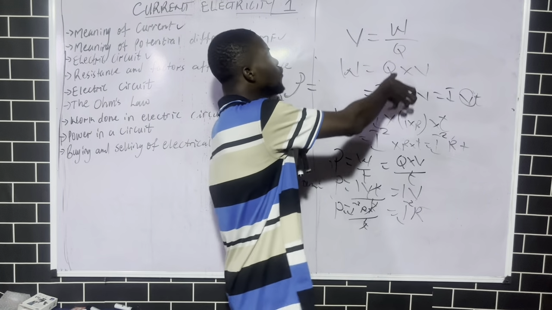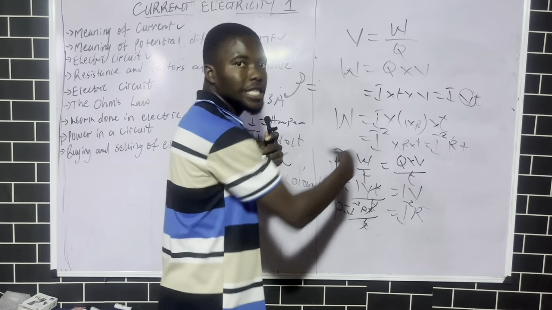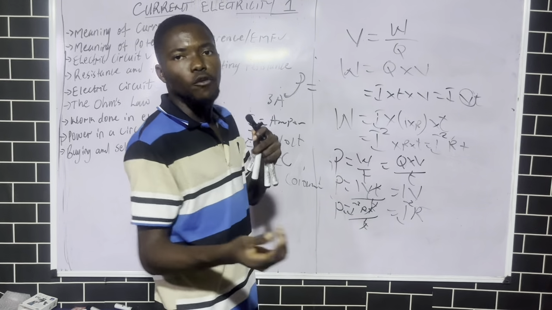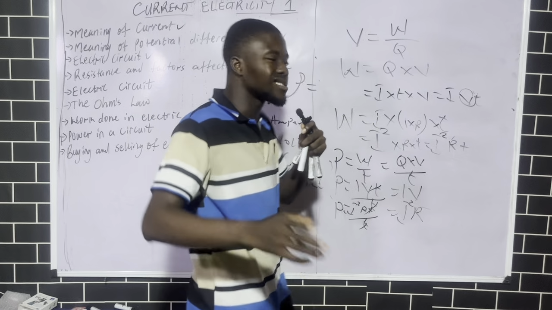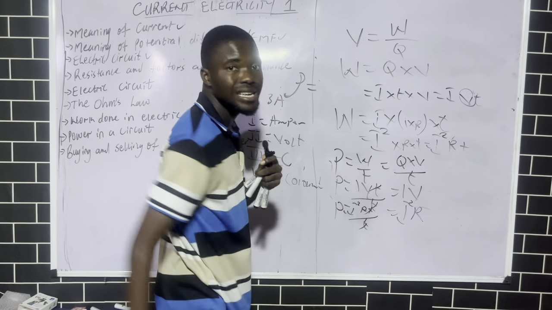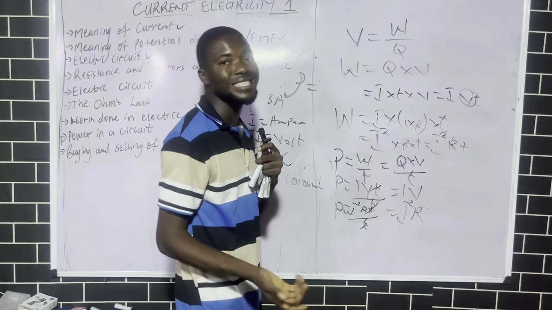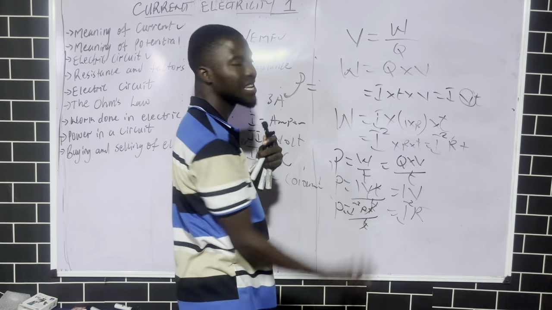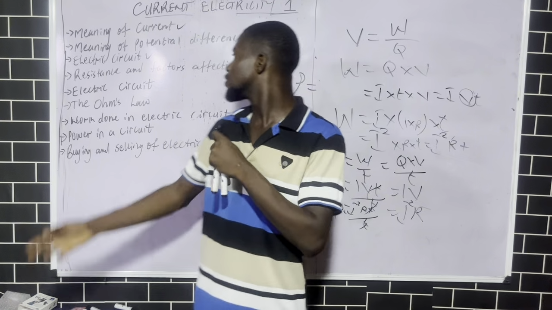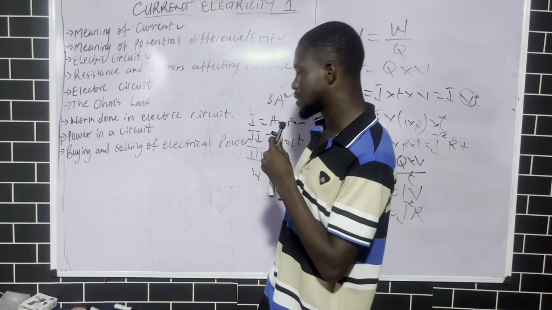So that's it. If you know the formula for work done in an electric circuit, all you have to do is, anywhere you have your work done, divide it by time and you get your power. What is here is not difficult. You can see that current electricity is not difficult; we have been able to understand work done and power. So the next one we're going to be looking at is buying and selling of electrical power.